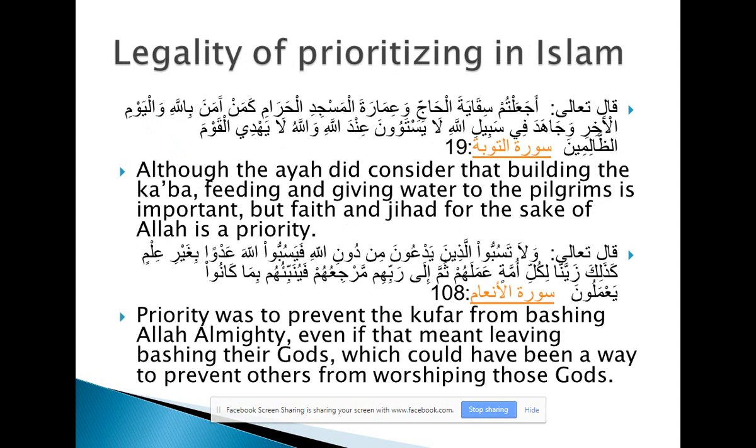And Allah subhanahu wa ta'ala is telling them, how can you say that a person that believes in Allah, believes in Judgment Day, and does jihad for the sake of Allah is equal to somebody that is doing community service? Community service is good. Allah subhanahu wa ta'ala is not saying community service is not good. But Allah is saying that that is not the priority. That is not the priority.